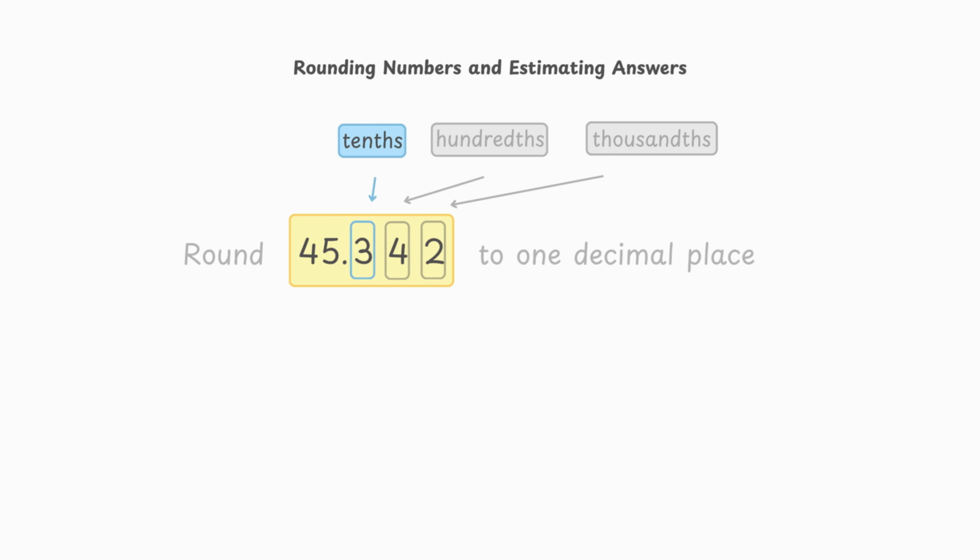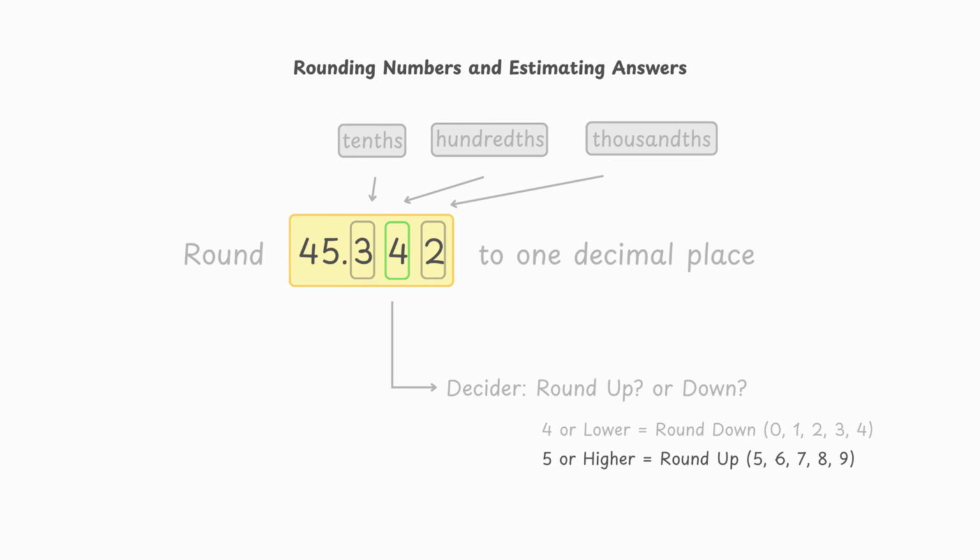But before we decide what happens to it, we need to look at the decider. The decider is the digit one place to the right of the place we are rounding to. Since we are rounding to the tenths, the hundredths digit is the decider. Here, the decider is 4. If the decider is 4 or lower, we round down. If the decider is 5 or higher, we round up.